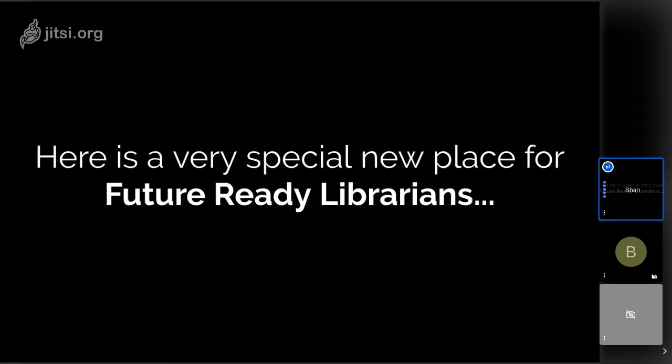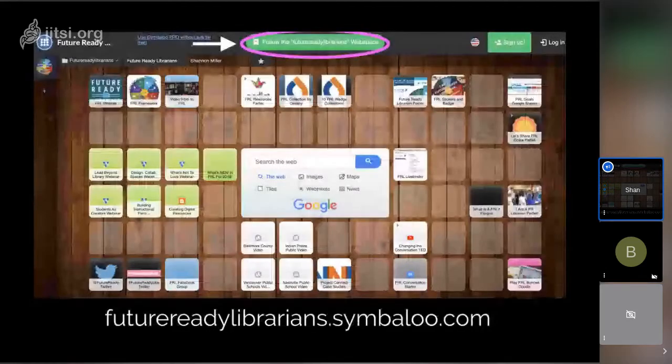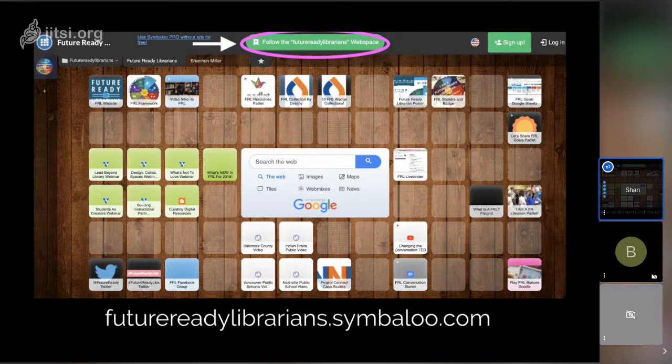But I'm really excited because Symbaloo has created a new place for us as future ready librarians. And we now have a web space in Symbaloo that everyone can follow by going to this link. And I circled at the top when you put this in, the link at the bottom, you'll see this at the top of your Symbaloo.